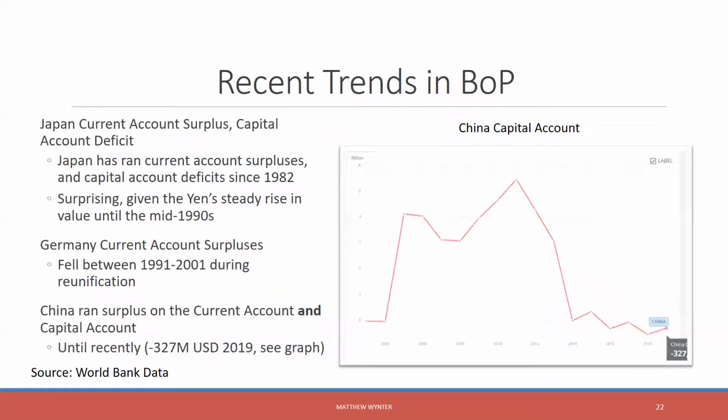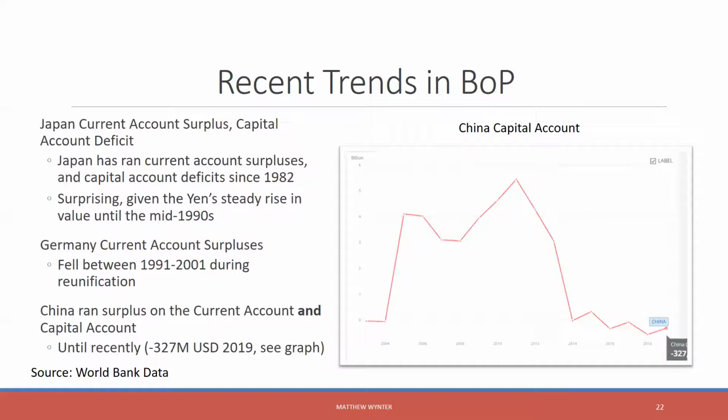That's not true for everywhere. We do have countries that tend to export more than they import, like Japan, Germany, and China. Japan has run a current account surplus and a capital account deficit. Japan's current account surplus and capital account deficit have been there since 1982. That's surprising given the yen's steady rise in value.